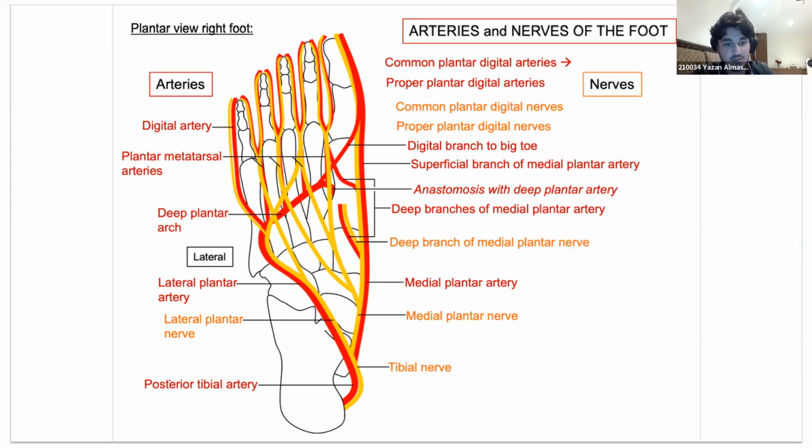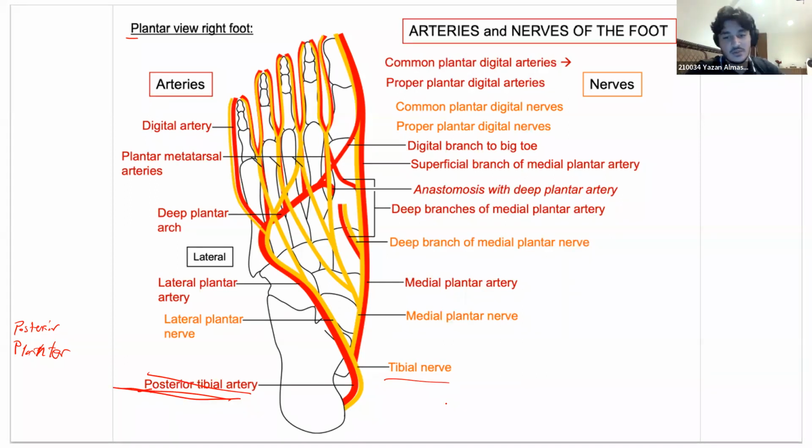Plantar view of the foot: how to remember the main artery supplying the plantar part of the foot? It is the posterior tibial. You remember P with P, posterior tibial with plantar view. This is how you try to remember it. This is the artery responsible for it, and since it's posterior tibial, it's with the tibial nerve.